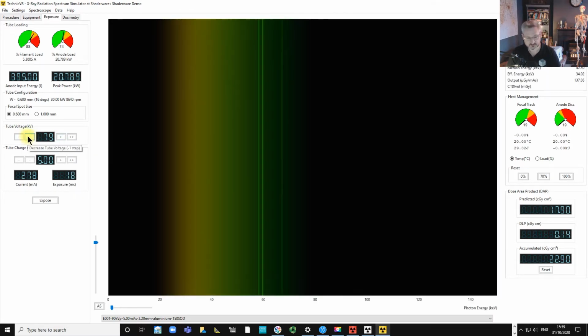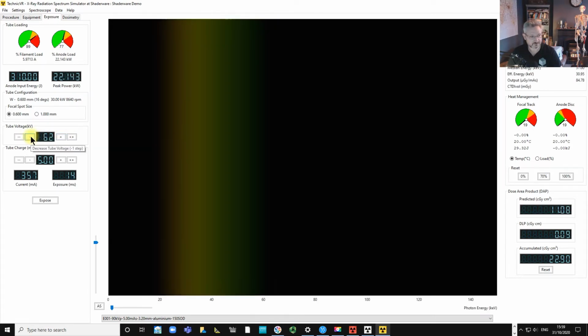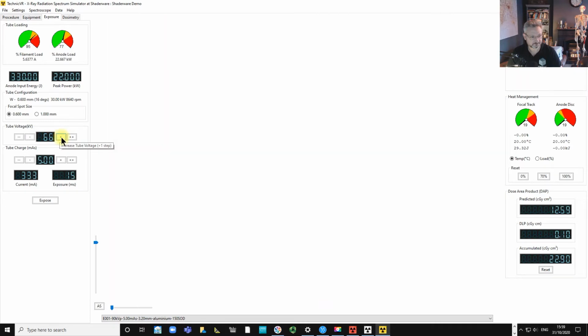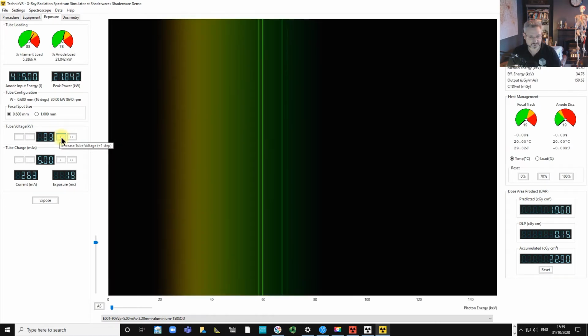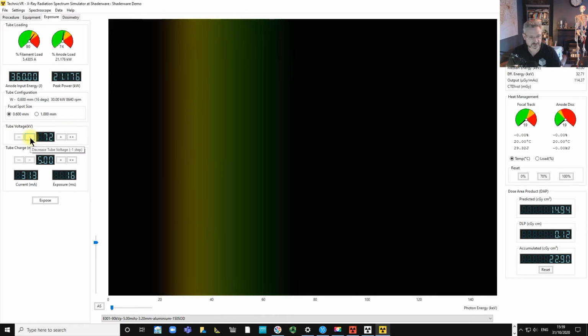It also changes in amount, because as the electrons get more energy traveling across the X-ray tube, they become more efficient at generating X-rays. So therefore, you get more X-rays of all energies, the higher the tube voltage is. Okay. So that's what happens when we change the voltage.